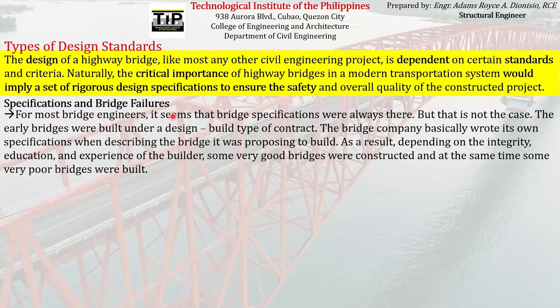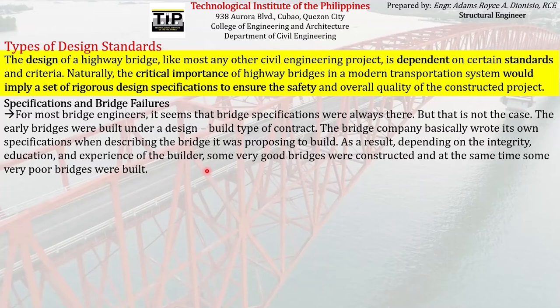For most bridge engineers, it seems that bridge specifications were always there, but that is not the case. The early bridges were built under a design build type of contract. The bridge company basically wrote its own specifications when describing the bridge it was proposing to build. As a result, depending on the integrity, education, and experience of the builder, some very good bridges were constructed, and at the same time, some very poor bridges were built.